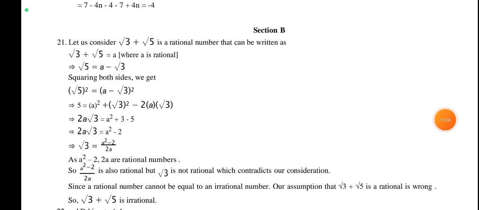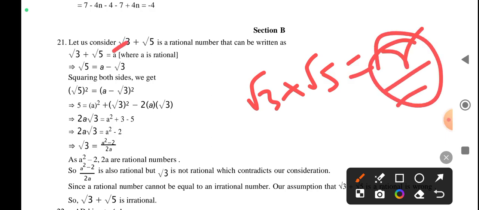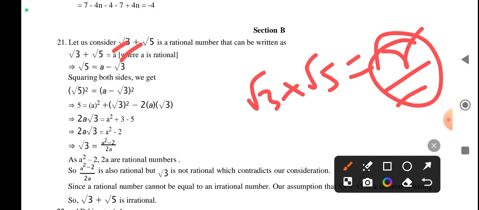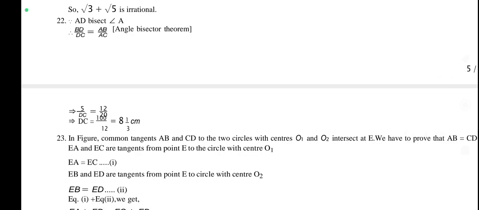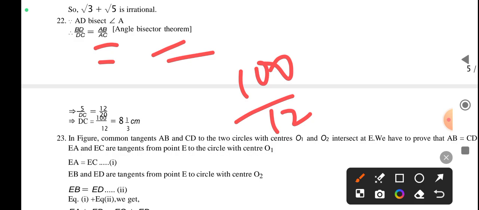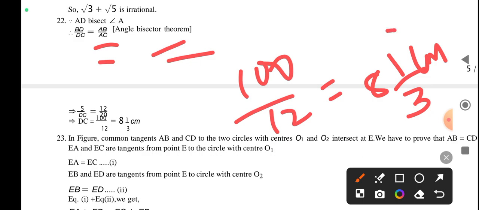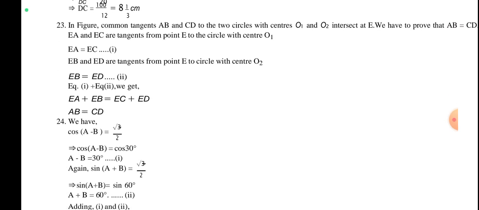21st, we all know, you may write root 3 plus root 5 equals a by b also. You can write it as a single variable r also, or a also. Simplify and get the answer. 22, you can use the angle bisector theorem. BD by DC equal to AB by AC. DC equal to 100 by 12. You can write it in decimal or in mixed fraction, 8.33 like this. If you write decimal also okay. Writing here like this also okay.